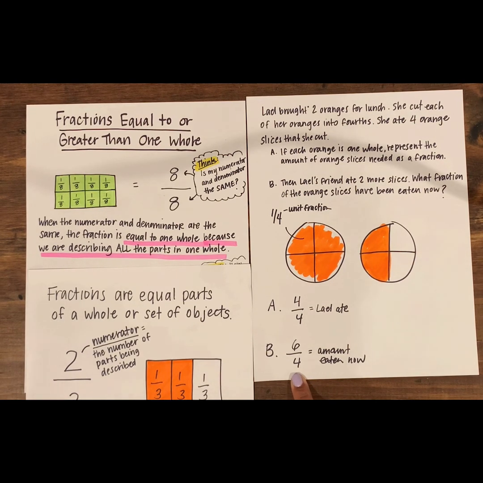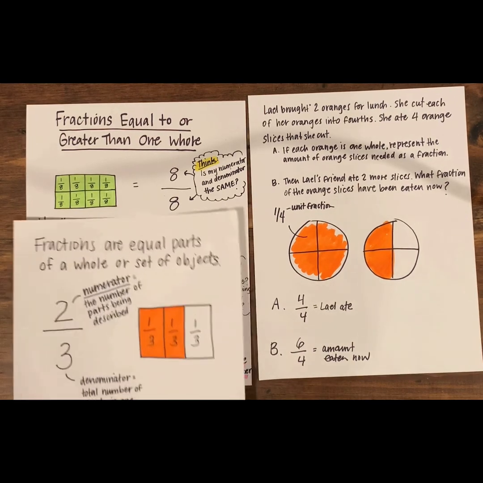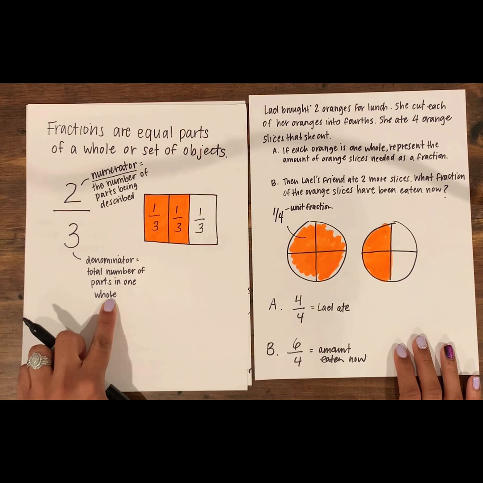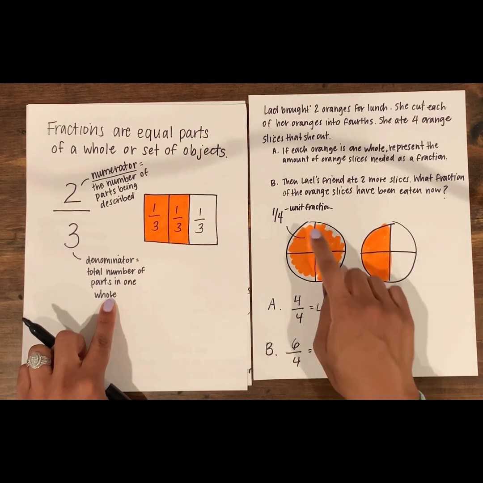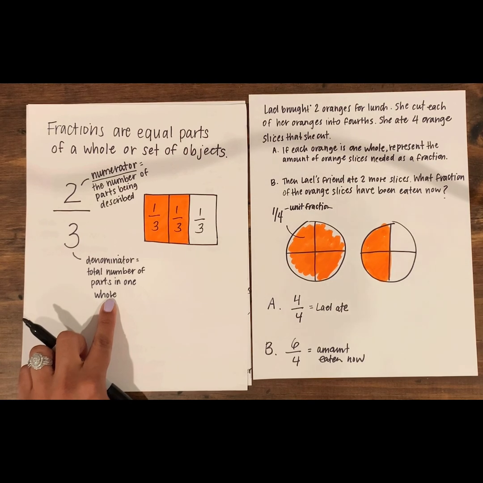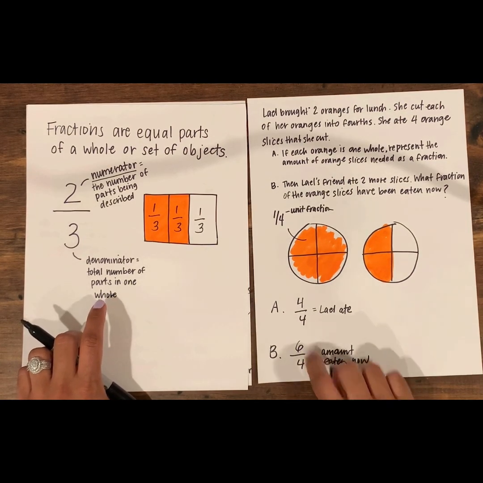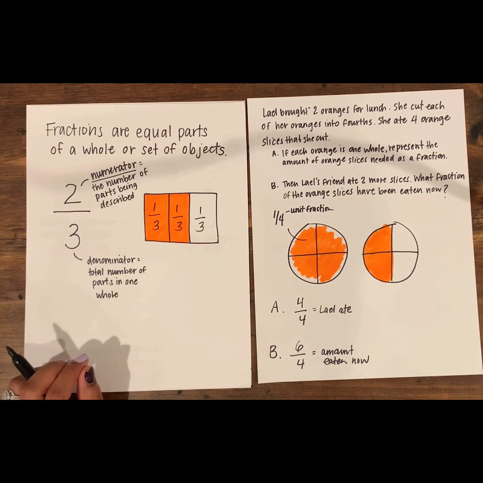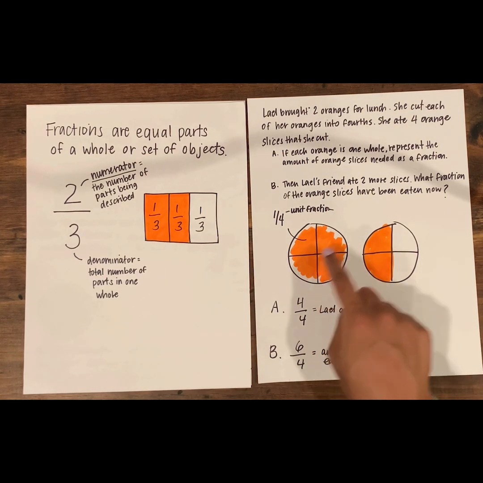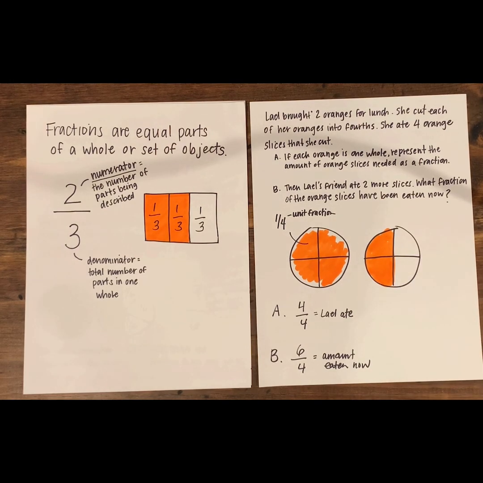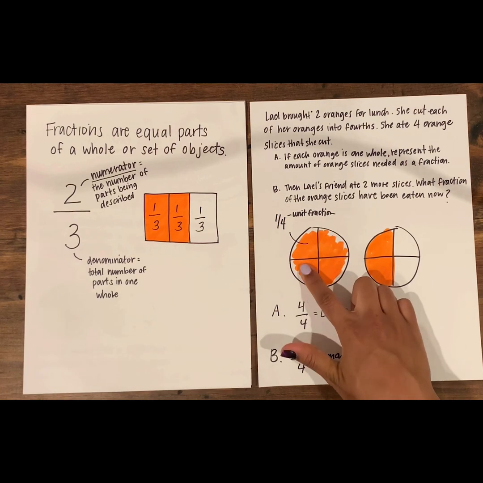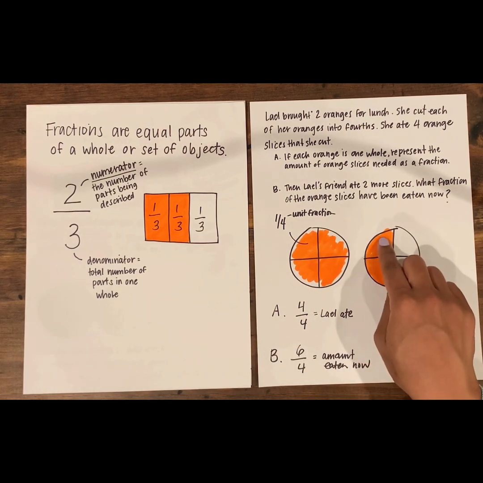That's right. The denominator is 4 because the denominator means the total number of parts in one whole. And we still have wholes that are partitioned into 1, 2, 3, 4 equal parts. Why is the numerator 6? Say your answer out loud. Yes, that's right. The numerator is 6 because there are 1, 2, 3, 4, 5, 6 slices eaten. Those are the parts that we're referring to. Let's count by the unit fraction to check. 1/4, 2/4, 3/4, 4/4, 5/4, 6/4.